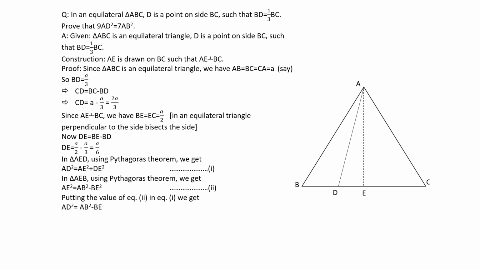Now putting the value of equation 2 in equation 1, we get AD square equals AB square minus BE square plus DE square. In terms of a, we can write it as a square minus a by 2 whole square plus a by 6 whole square, which is nothing but 7 by 9 a square. This implies AD square equals 7 by 9 AB square, or 9 AD square equals 7 AB square. Hence proved.